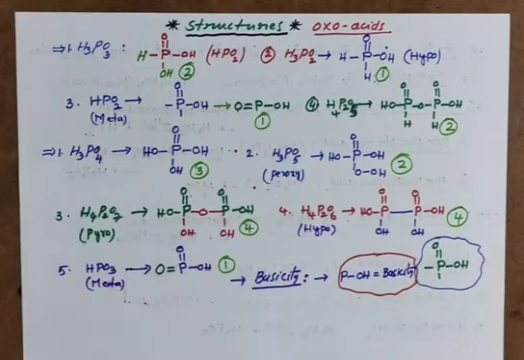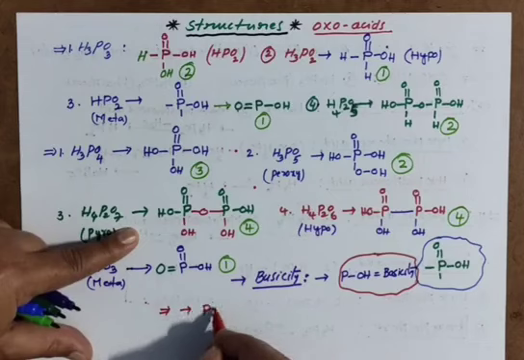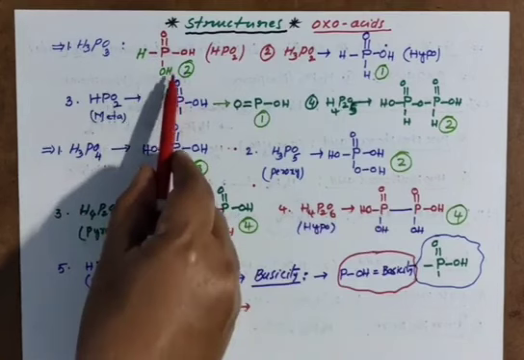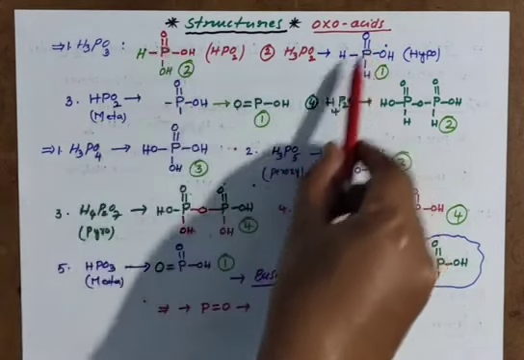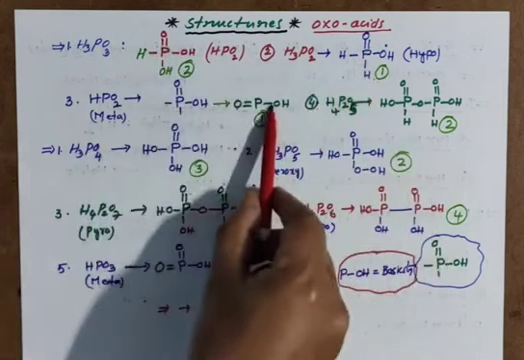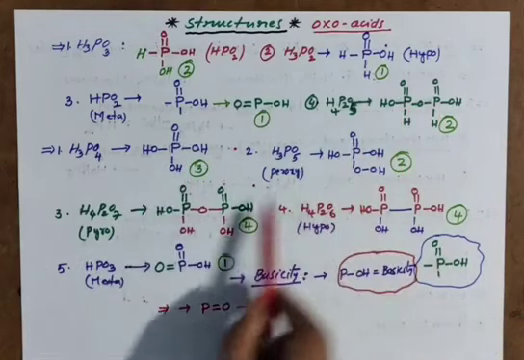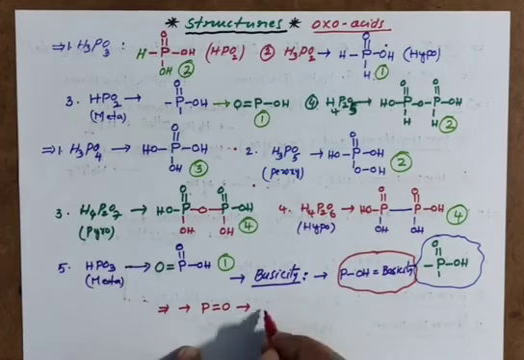How many POH bonds are there? That is equal to basicity. And sometimes questions will ask like this for competitive exams: number of P double bond O bonds. By looking into the structure, you can say easily. How many are there? 1. Here 1. Here 1. Here 1, 2. Here 1. Here 1. And here 2. Here 2. So P double bond O bonds also you can find.